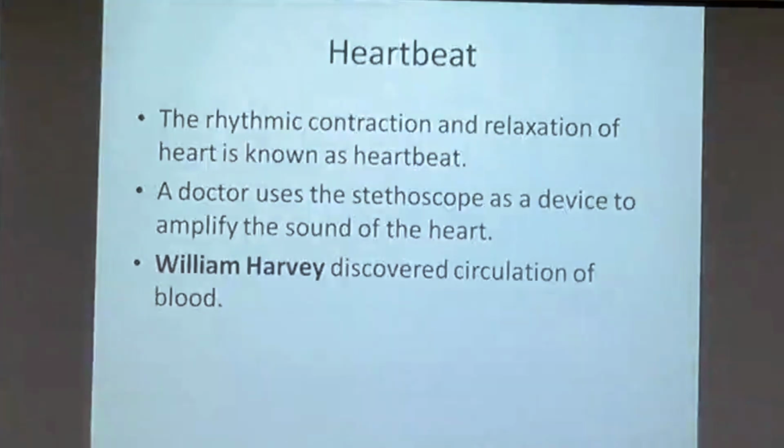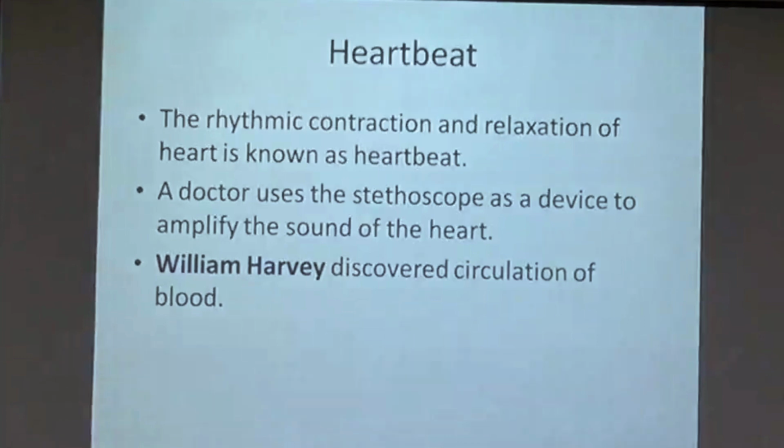Heartbeat. The rhythmic contraction and relaxation of heart is known as heartbeat. A doctor uses stethoscope as a device to amplify the sound of heart. William Harvey was a scientist who discovered the circulation of blood, and he is known as the father of blood circulation.